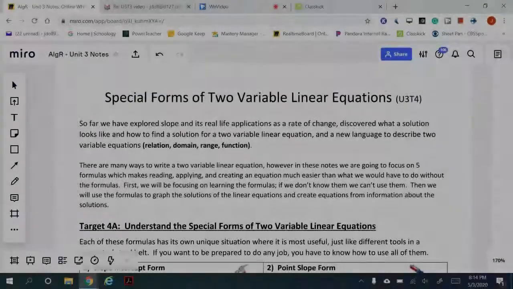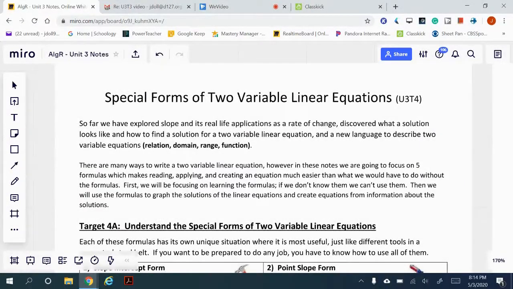Welcome, guys, to the fourth target here in Unit 3. So far, the first three targets have really been about laying a foundation for what we're going to start digging into now in Target 4. We've talked about slope and rate of change and all of that stuff in Target 1. We learned about a relation and domain and range and some of that new vocabulary and what a solution of a two-variable equation even looked like.